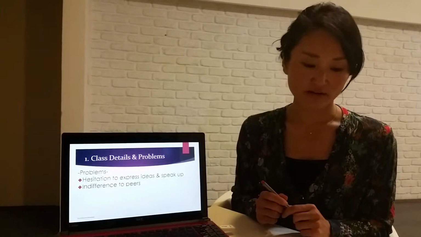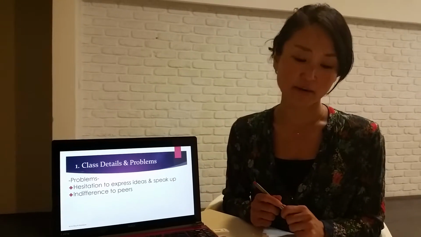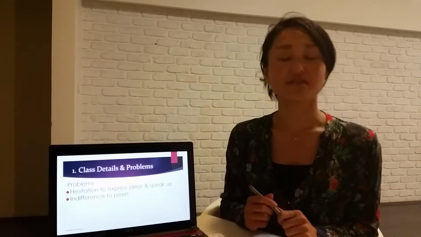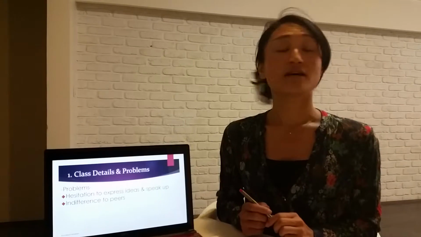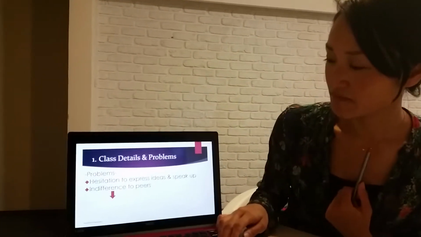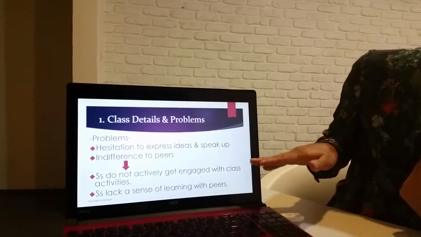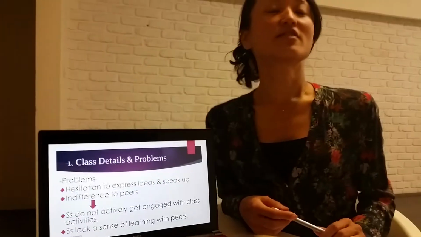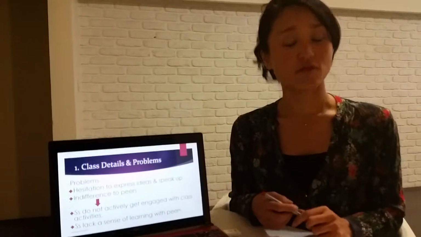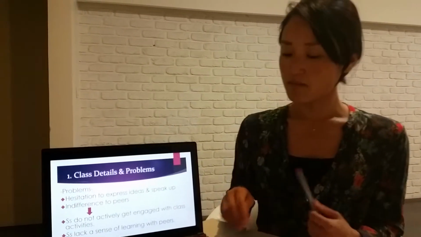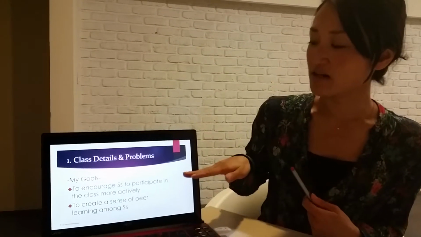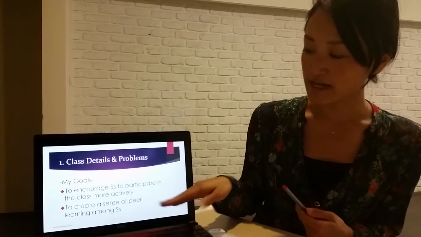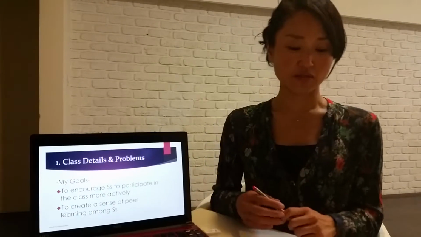Generally, educators in Japan often claim that students are passive about expressing themselves in class. Thus, they don't actively participate in class activities and they also lack a sense of peer learning. These are the two major concerns from a Japanese class. This particular class of mine was no exception. Therefore, I set two goals. My goals were to encourage my students to participate in the class more actively, also to create a sense of peer learning among these students.